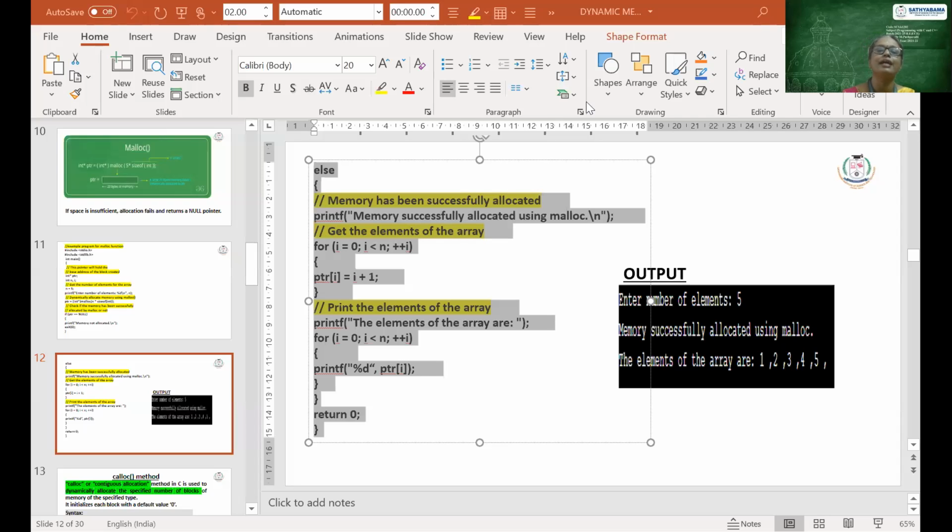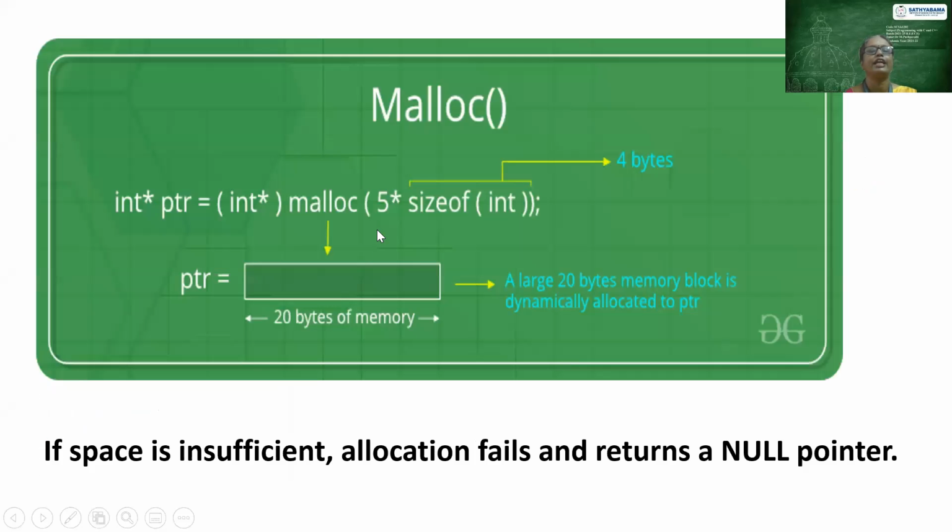Actually, you all understand this particular function. In the first case, I gave n equal to 5, so 5 into 4, 20 bytes. In the next case, I gave n equal to 20, so 20 into 4, 80 bytes of memory is allocated. So the input is not more than the memory. Is that clear on this point?